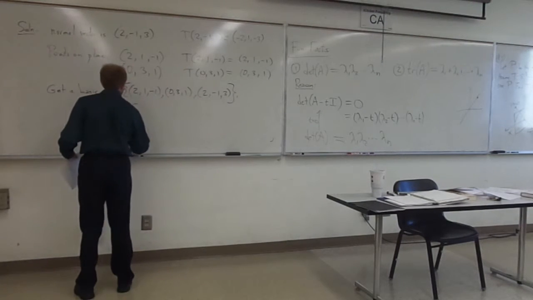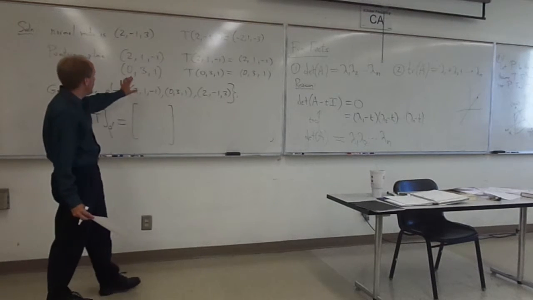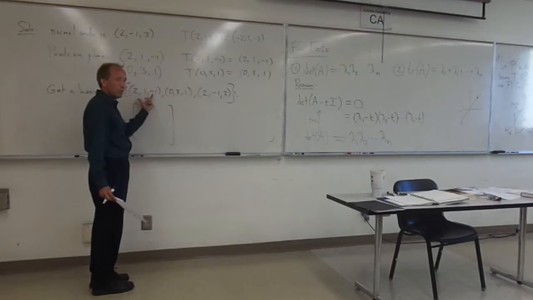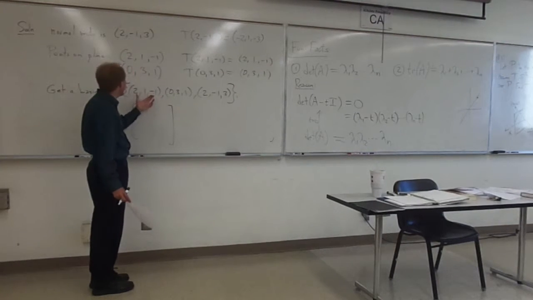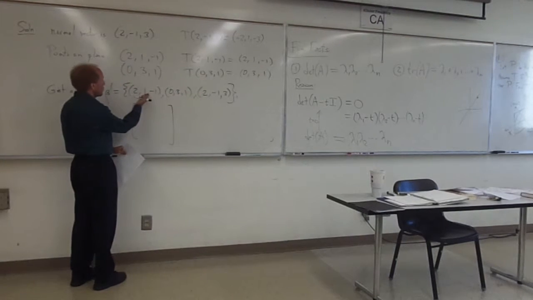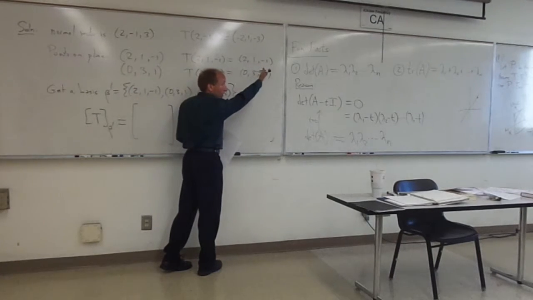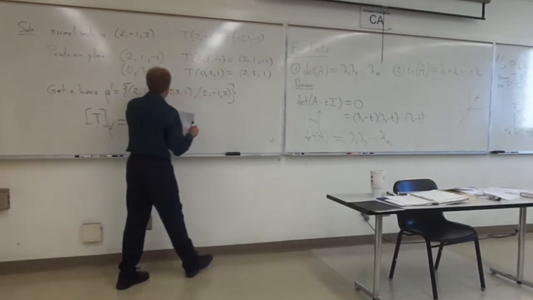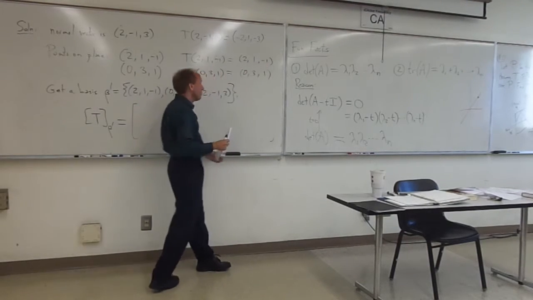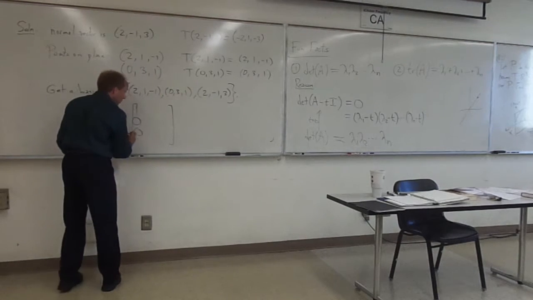Because all it is, I take my vectors, I transform them, and I rewrite the results in terms of the same basis again. Well, if I take this first vector and I transform it, I get the same thing back again. And with respect to this basis, what's the coordinate vector of (2, 1, negative 1)? (1, 0, 0), right?